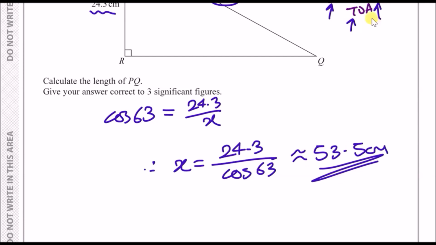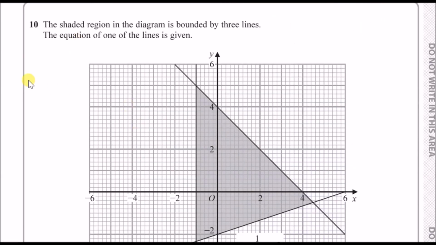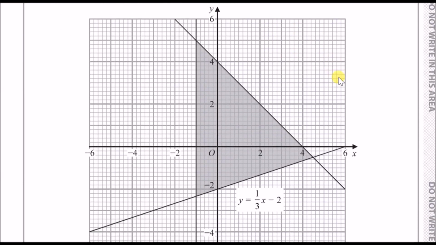That's this question done. Alright guys, number 10 now. So the shaded region in the diagram is bounded by 3 lines. The equation of one of the lines is given. Okay, cool.